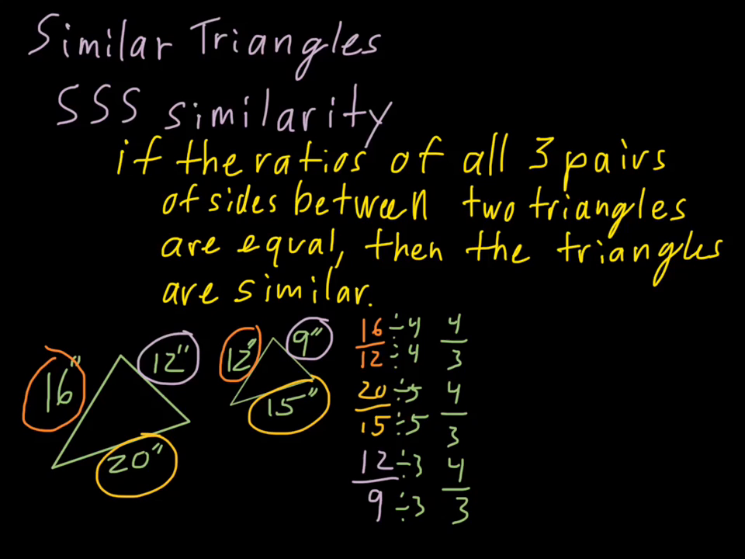So you'll see that all three of these ratios are equal. They all equal 4/3. So that means that these triangles are similar.